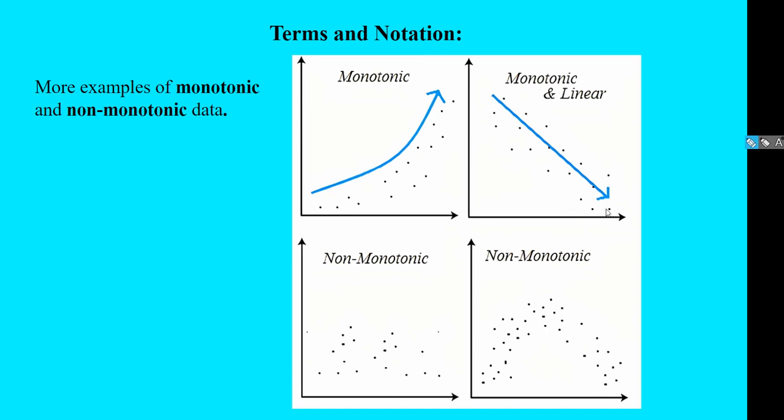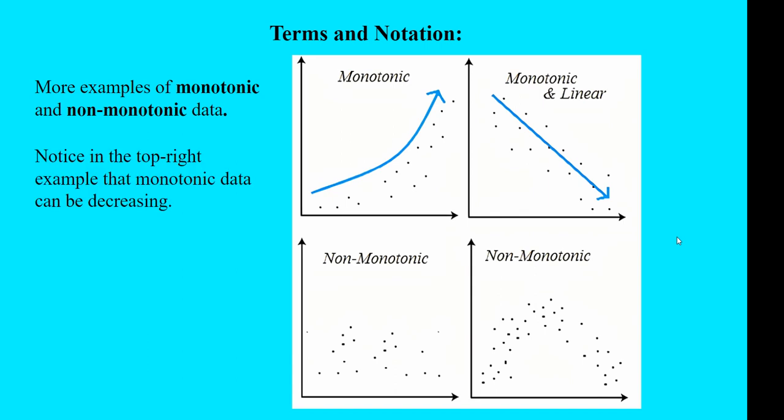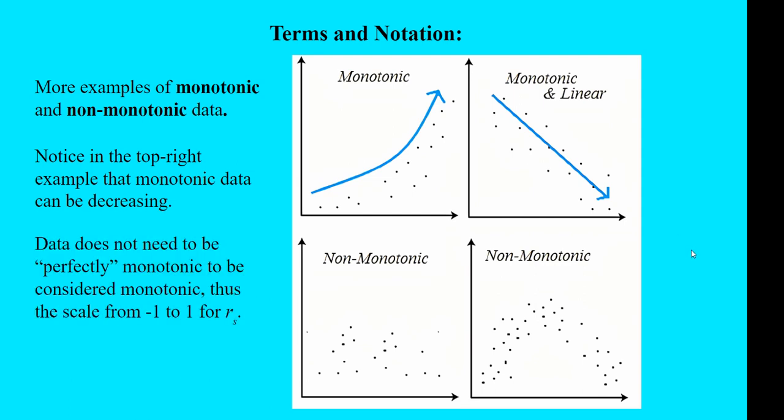And then you can see in the top right here, we have data that, once again, is monotonic and linear, but note that this would be negative monotonic data. As X is increasing, Y is decreasing, but it's consistently happening throughout the data. And the other thing to notice is that monotonic data, just like linear data, doesn't have to be perfect, and that's why we use that scale that goes from -1 to 1. So the closer we are to that perfect +1 or perfect -1, the more perfectly monotonic our data will be.